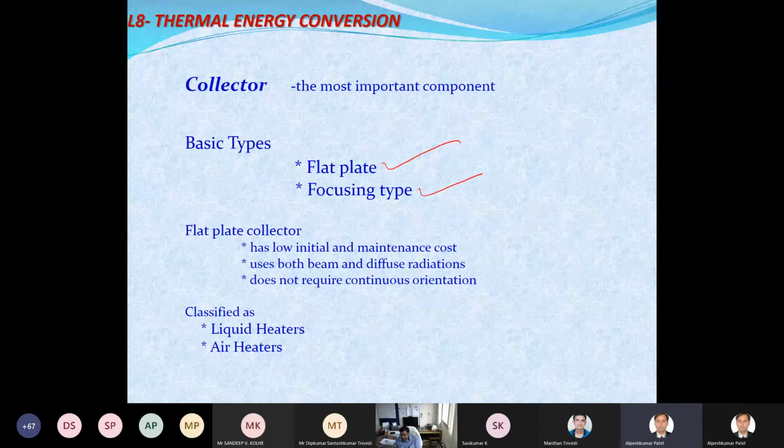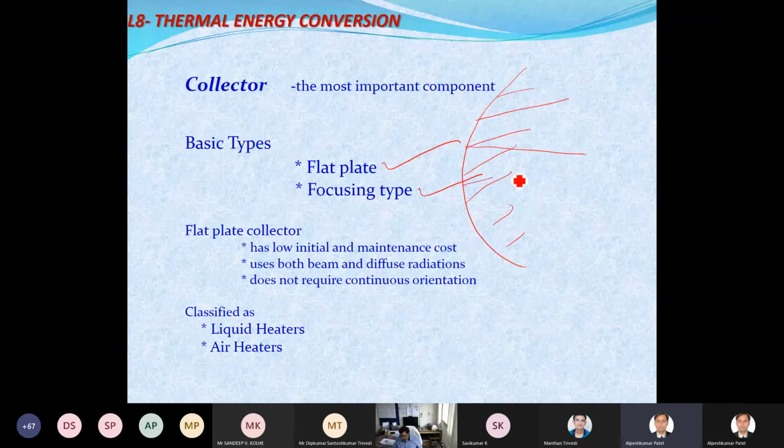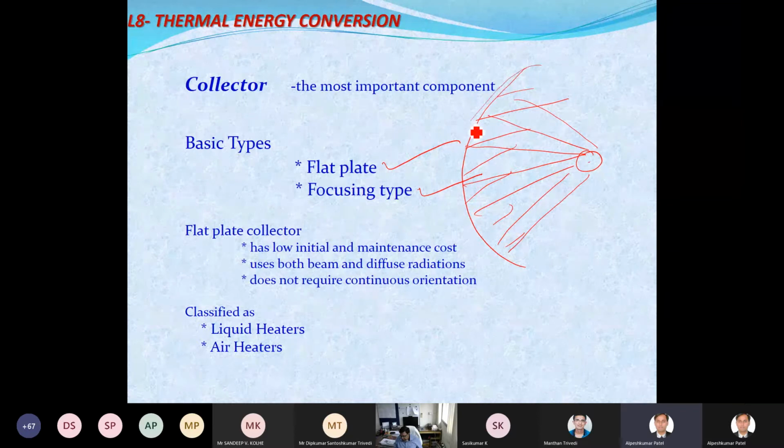What is the focusing type solar collector? Basically, if you need to get a high temperature, you have to concentrate the incoming solar radiation. How will you concentrate it? Because solar radiation is low grade. If you collect the solar radiation over a larger area and then redirect it over a smaller area, so that the energy collected is absorbed over a smaller area, then the temperature will rise. That means you have increased the concentration ratio.